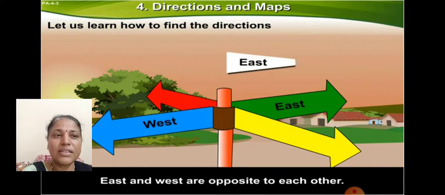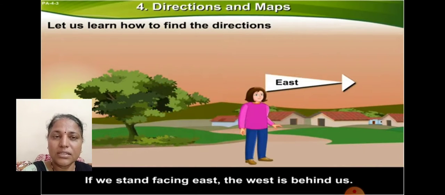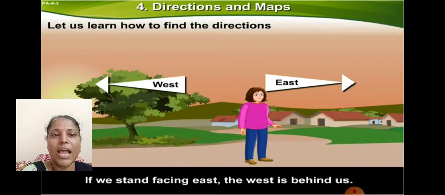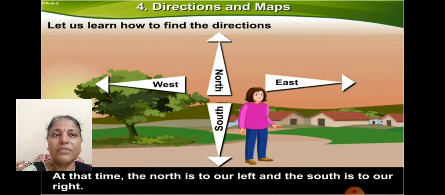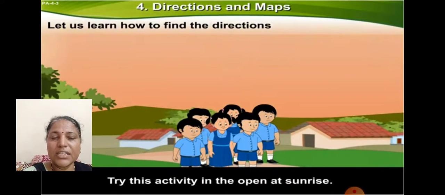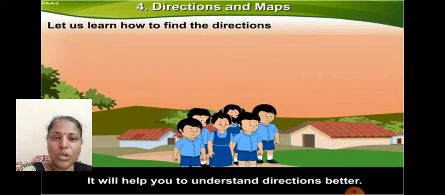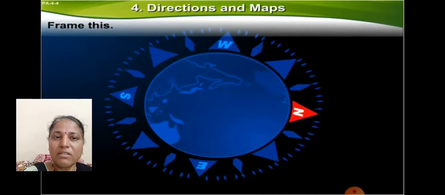The direction in which the sun rises is called the east direction, and the direction in which the sun sets is the west direction. Between the east and the west is the north direction, and the opposite of north is the south direction. Try these activities in the open at sunrise. You can also do these activities at your home, students. When the sun is rising on that side, if you face that direction it is the east side, and the opposite of it is the west side.